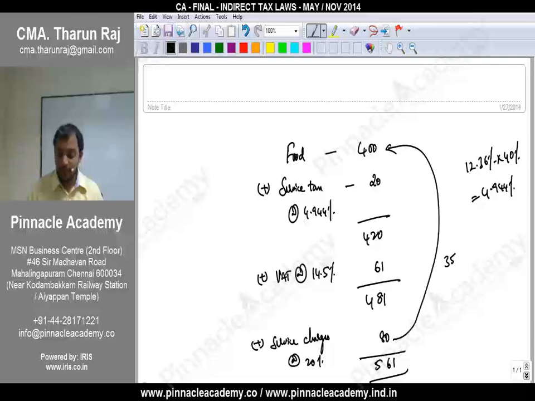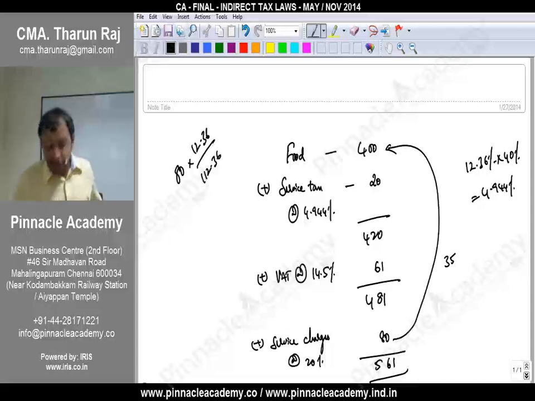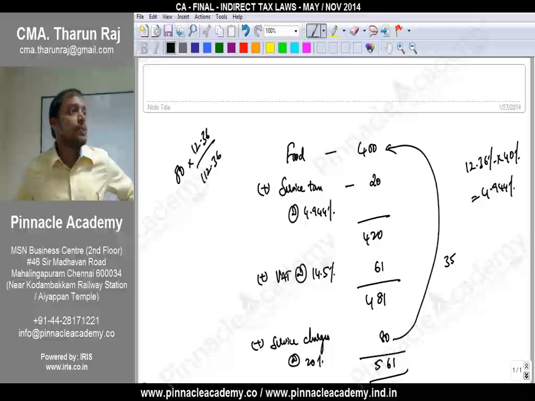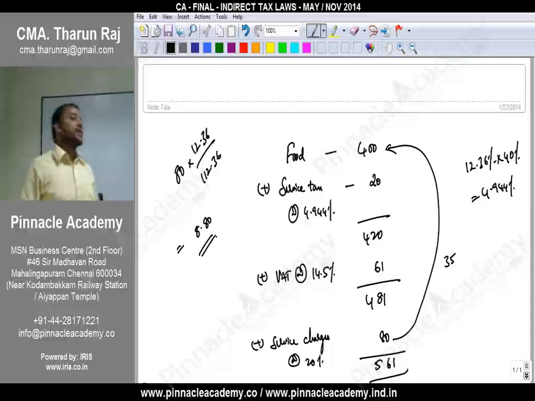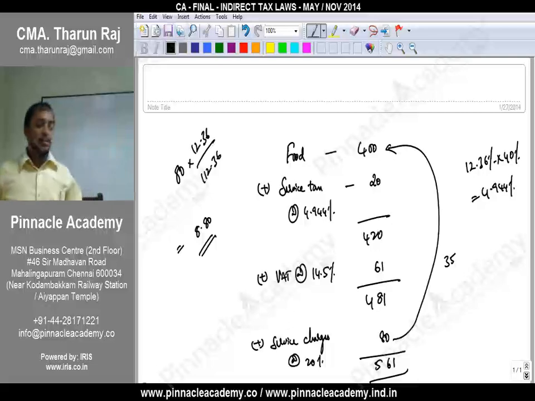What they should do? On these 80 rupees, they have to treat it as their income, that is, revenue from services. And they have to pay service tax: 12.36 divided by 112.36. Assuming that this 80 rupees is inclusive of service tax, they should pay service tax of 80 into 12.36 by 112.36. How much? 8.80. This is the amount of service tax they should pay. But they will never pay.